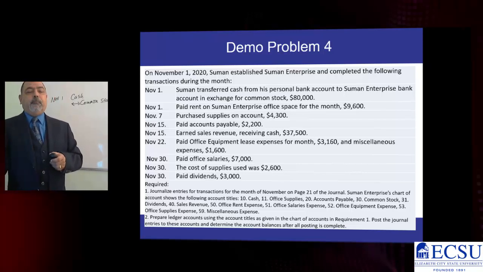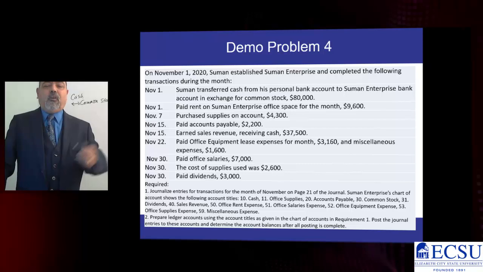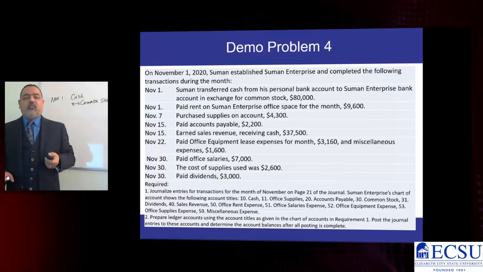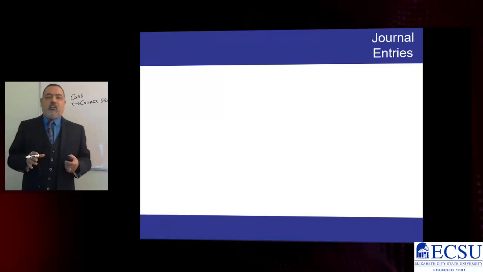Number two, prepare ledger accounts using the account titles as given in the chart of accounts in requirement number one. Post the journal entries into these accounts and determine the account balance after posting all journal entries. So that is your requirement. Let's move on to the journal entries.